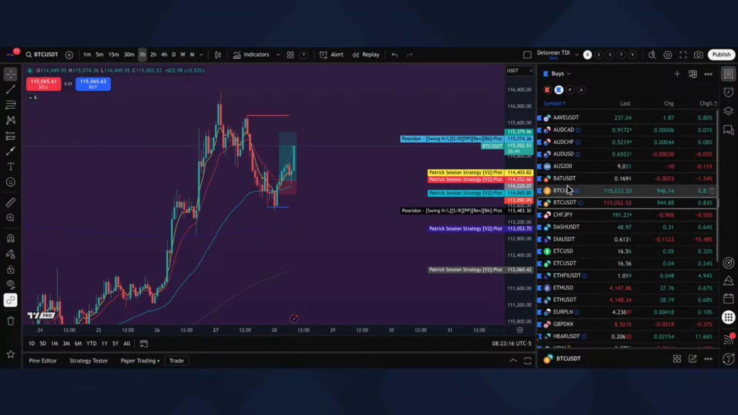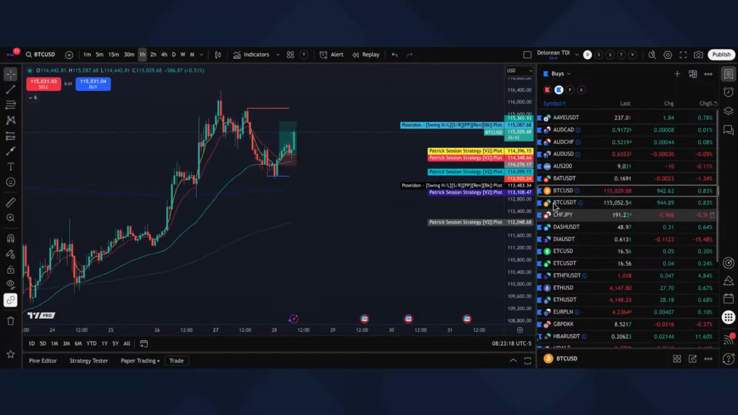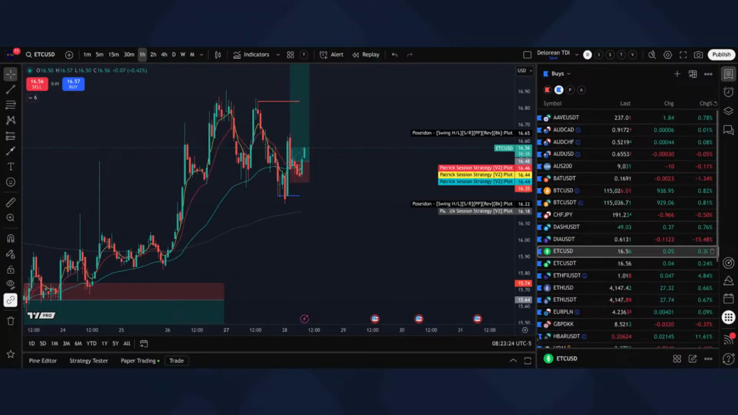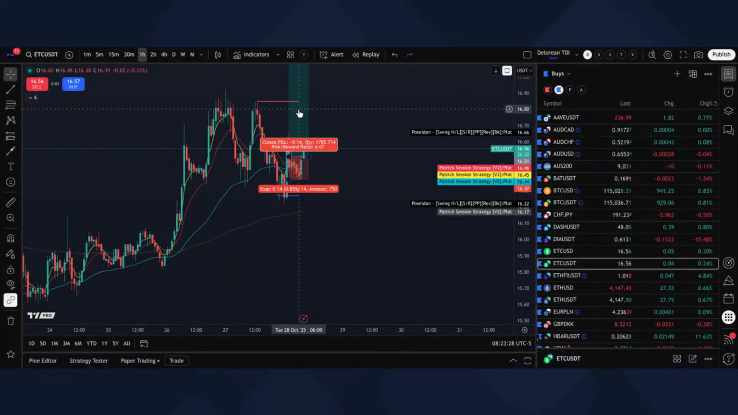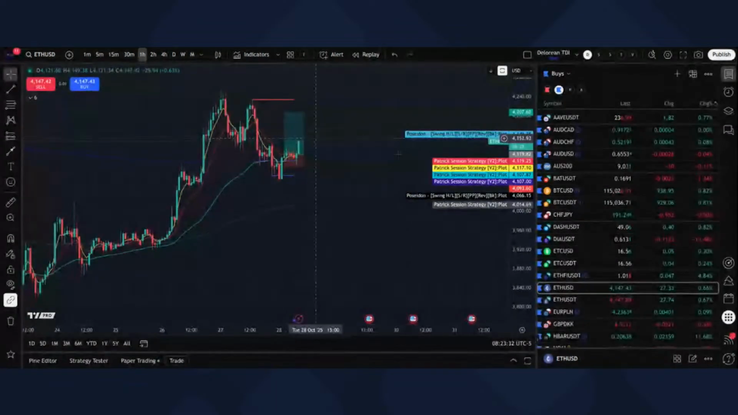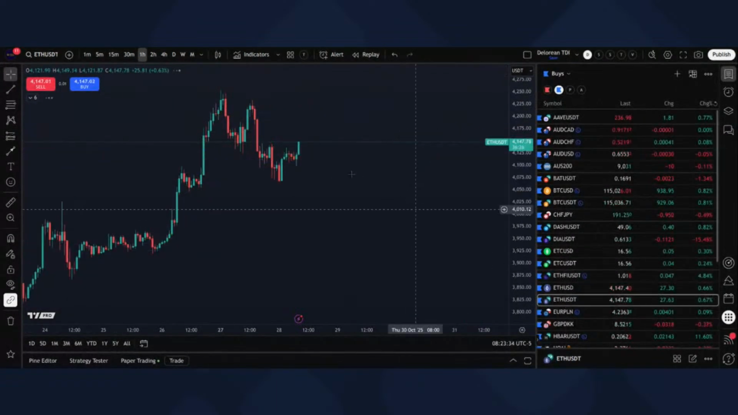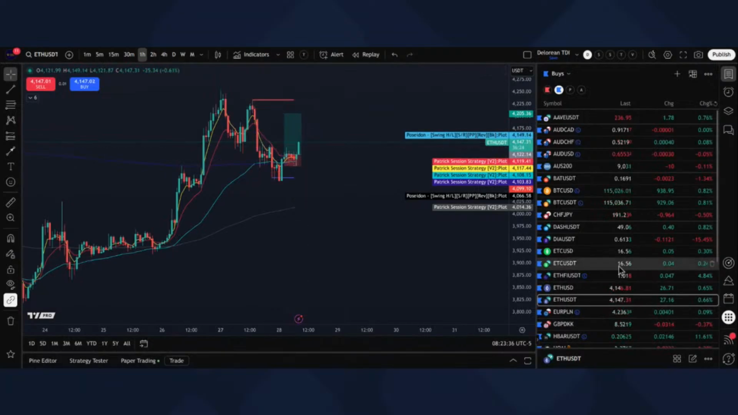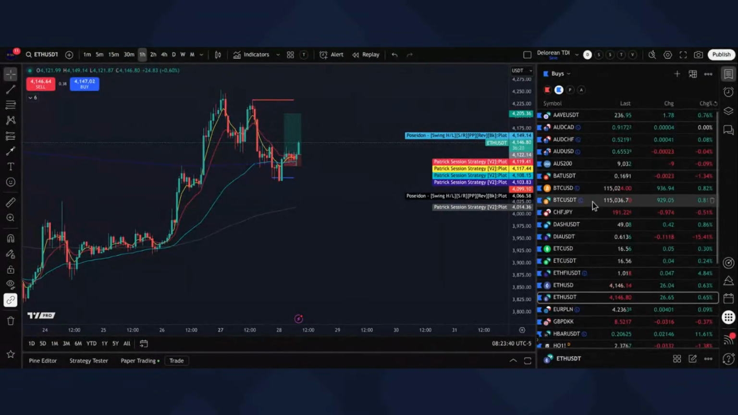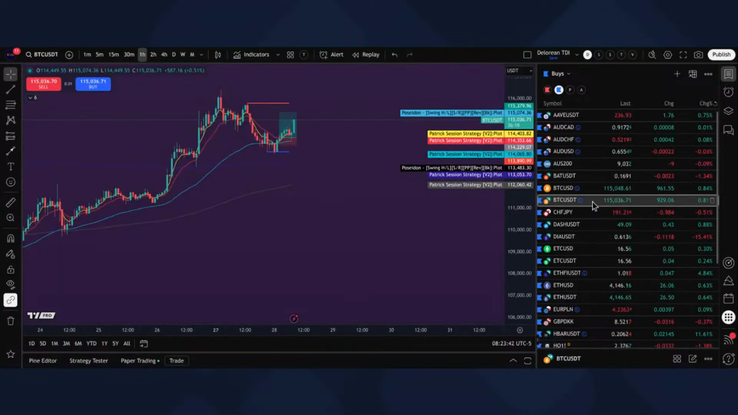So let's go ahead and take a look at those. So we have Bitcoin versus US dollar, the spot trade, that's up. We have Ethereum Classic, that's up. Ethereum Classic versus Tether, that's up. We have Ethereum versus US dollar, that's up. And we have Ethereum versus Tether, that's also up. But it looks like Bitcoin is going to hit first.